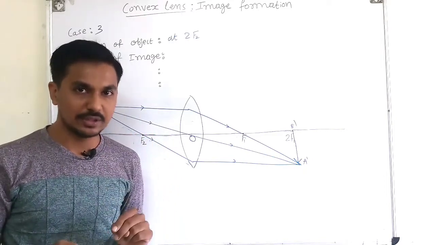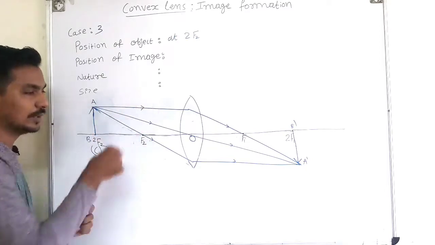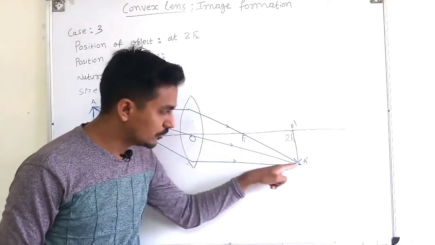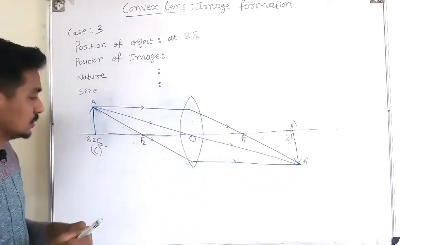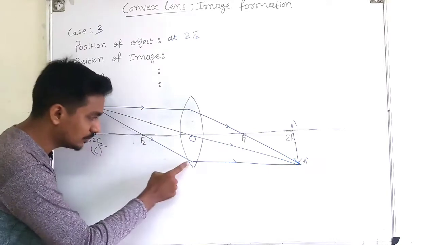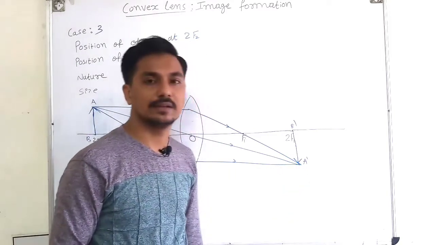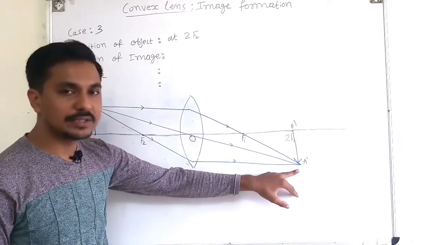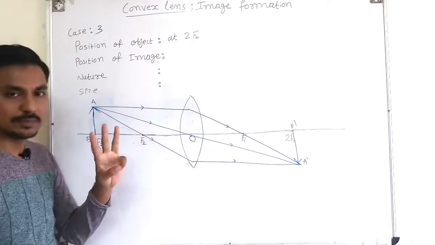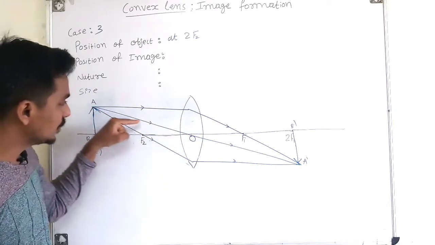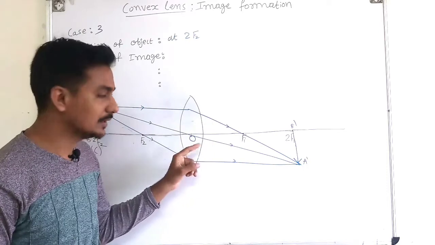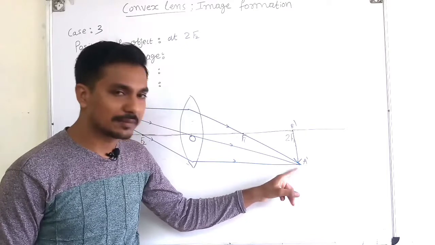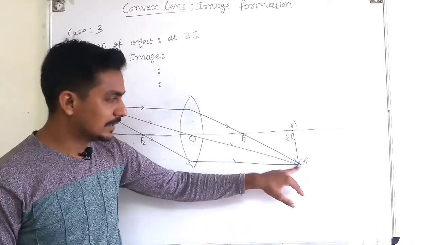So here first, rule number 1, the parallel ray after refraction will pass through the focus. Rule number 2, the ray which is passing through the focus will emerge parallel, right? So by using only these 2 rules, we will get the image here. Or you can use another rule, rule number 3, that is the ray passing through the optical center will emerge without deviation, right? So here all these rays are meeting, and hence we will get the image at this position.